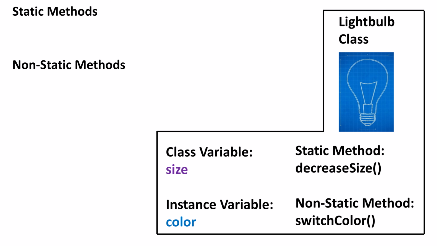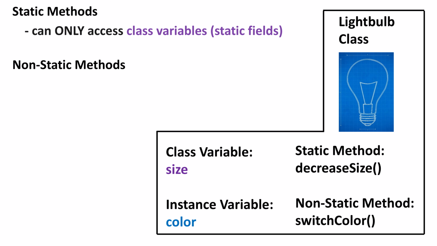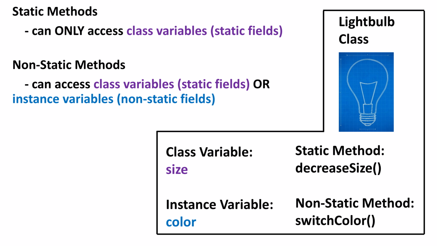The final thing to know is that static methods can only access class variables, which are properties of the class. Conversely, non-static methods can access class variables, properties of the class, and instance variables, properties of the object. This is why the switch color method had to be non-static, so it could access and change the instance variable color. This fact will be important when you learn about writing classes in a later lesson.